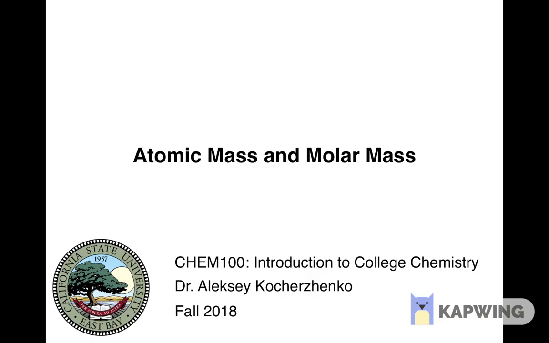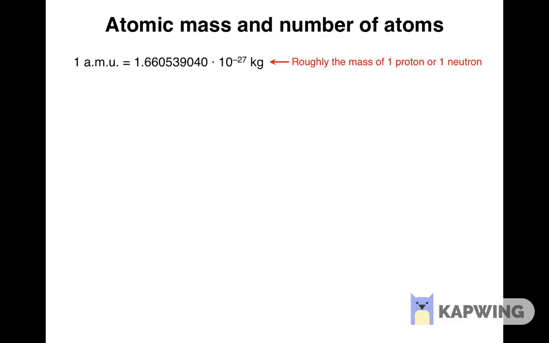However, their masses are known and given in the periodic table, typically below the chemical symbol for the element and its name. The masses of individual atoms, or atomic masses, are given in atomic mass units, abbreviated as AMU. One atomic mass unit is equal to 1.660539040 times 10 to the minus 27th power kilograms, and is roughly, though not exactly, the same as the mass of a single proton or neutron.